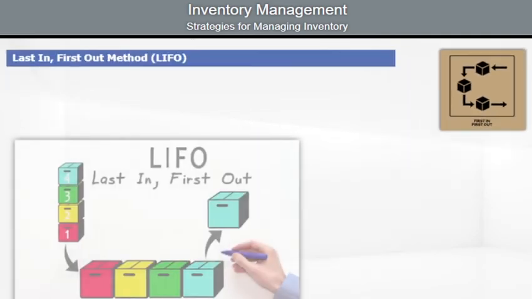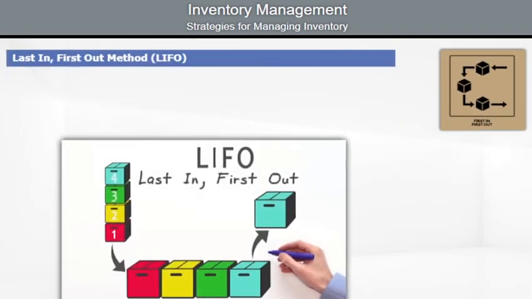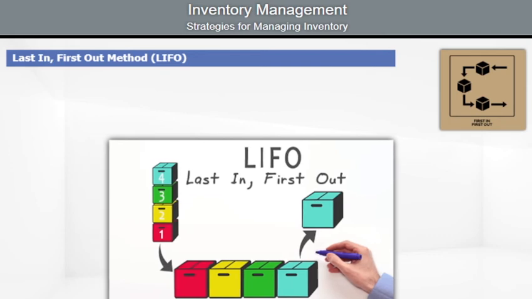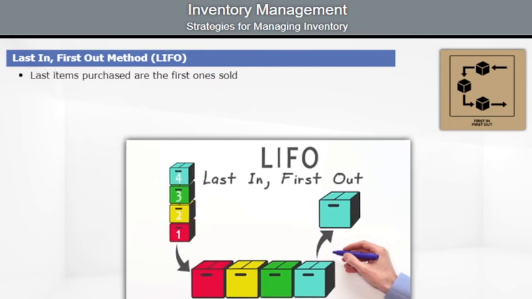The last-in, first-out method, or LIFO, is slightly different. With this method, the assumption is that the last items purchased are the first ones sold. This means that the newest inventory is usually what is sold.